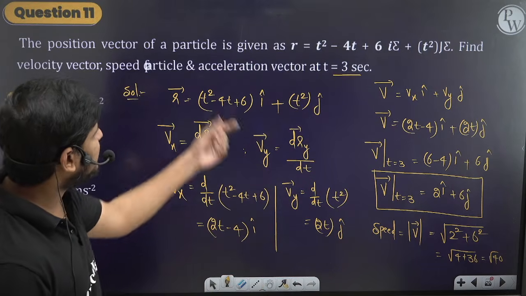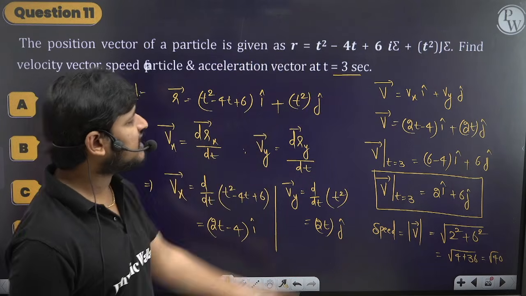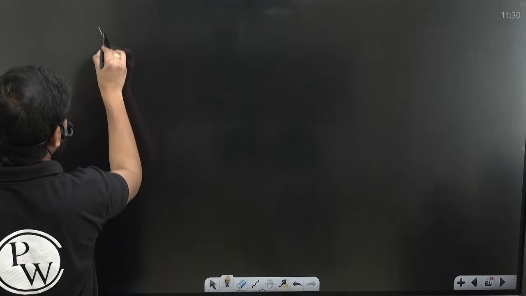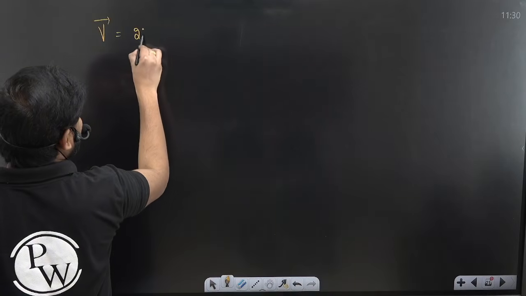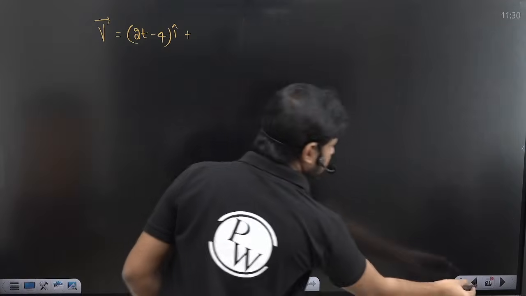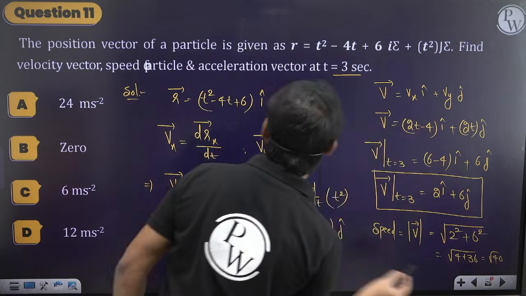So we got the speed, and can we find the acceleration vector? How do you get the acceleration vector? We got the velocity vector as 2t minus 4 I cap plus 2t j cap.